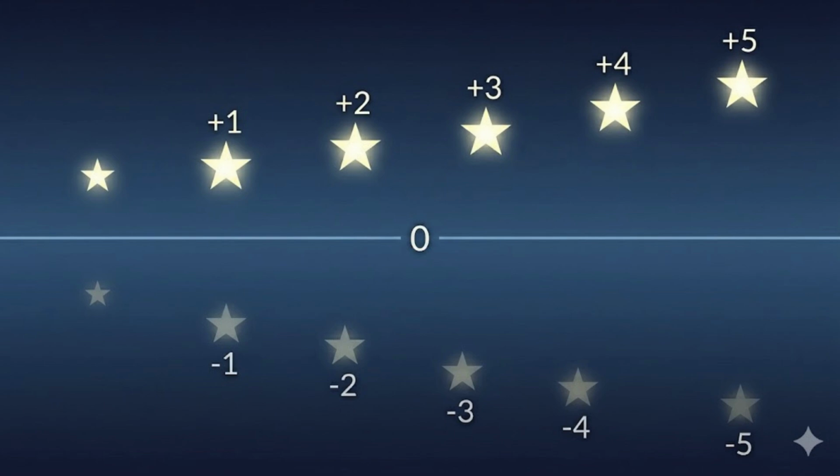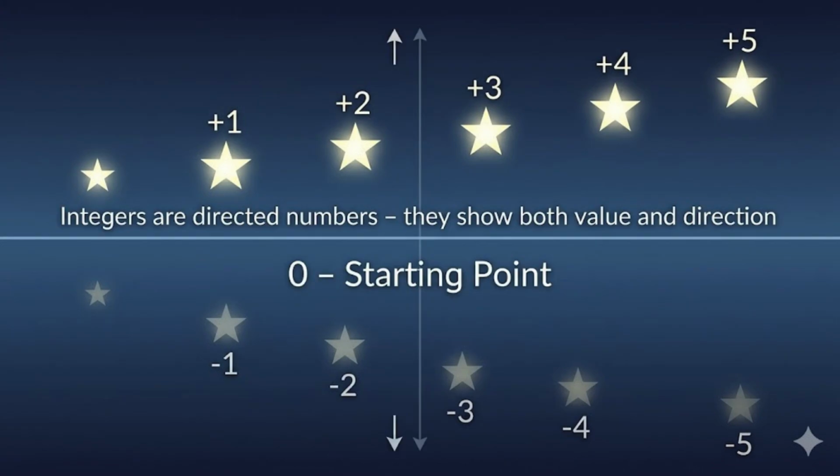Now, here is something very important. So, every integer has two meanings. The number tells the size, and the sign tells the direction. This is why we call integers directed numbers.